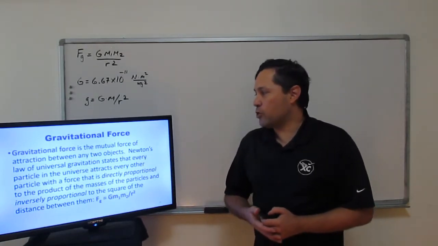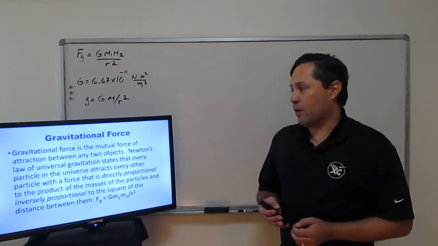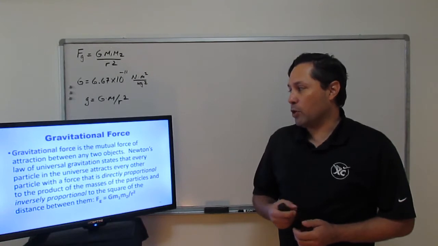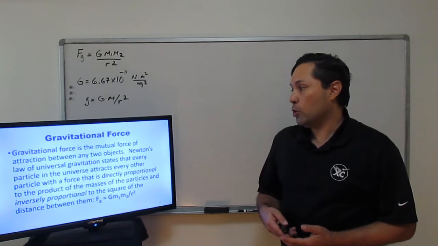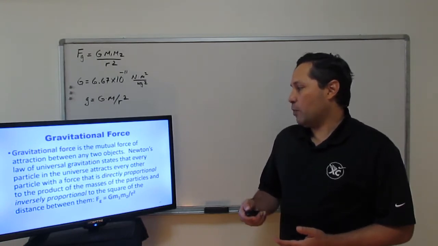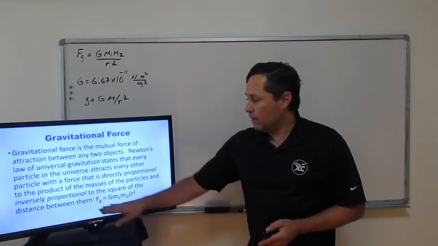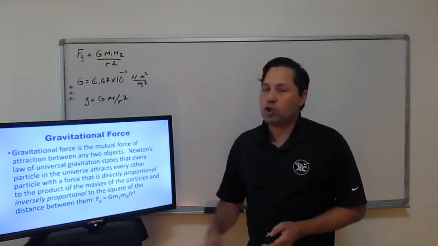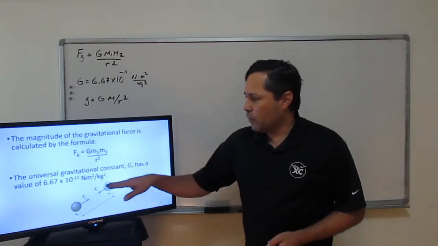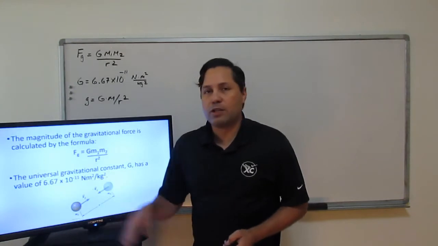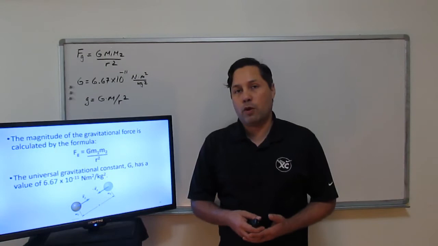Gravitational force is the mutual force of attraction between any two objects. Newton's law of universal gravitation states that every particle in the universe attracts every other particle with a force that is directly proportional to the product of the masses of the particles and inversely proportional to the square of the distance between them, given as this formula right there, where G is the universal gravitational constant. That value is 6.67 times 10 to the negative 11 newtons times meter squared over kilogram squared.